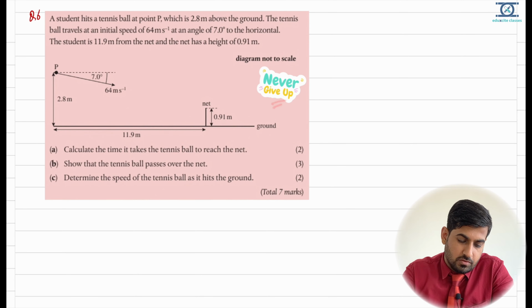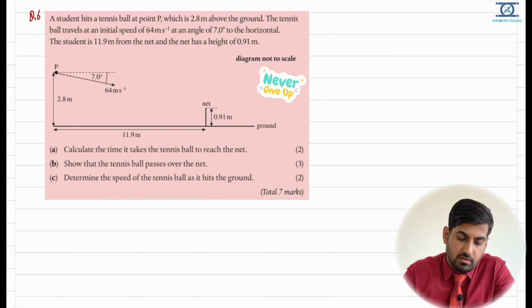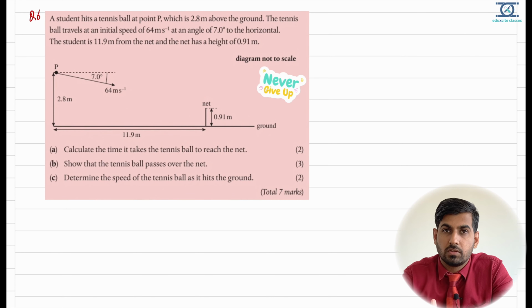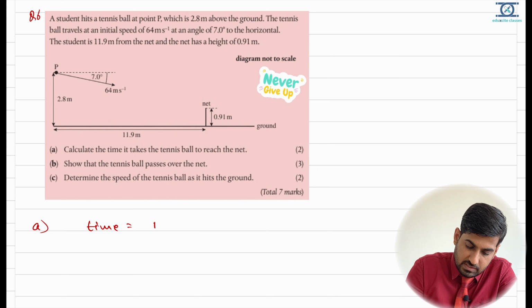Okay, so question number 6, A part: calculate the time it takes the tennis ball to reach the net. Always remember, whenever the horizontal displacement is given, always use speed equals distance over time, because the horizontal component of acceleration is 0. So the time will be the distance, 11.9, over the speed, and the speed is ux.